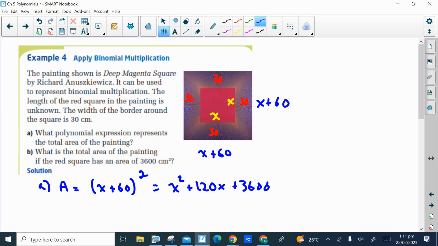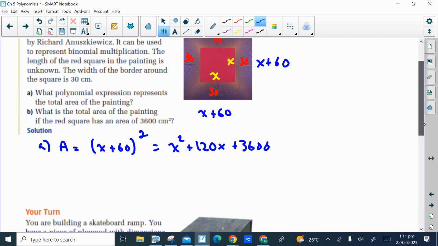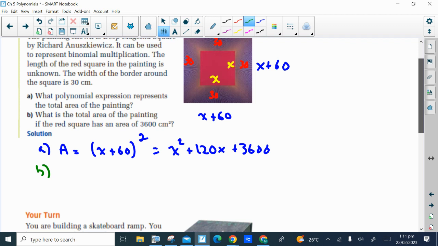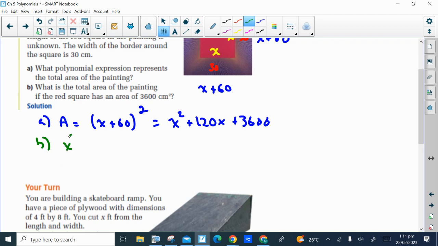Then it says, what is the total area of the painting if the red square has an area of 3,600 square centimeters? So the red square measures x by x, or x squared, and that must equal 3,600 centimeters squared. So this is what we're going to do to figure out what x is, and then we'll answer the question, which is what is the total area of the painting?